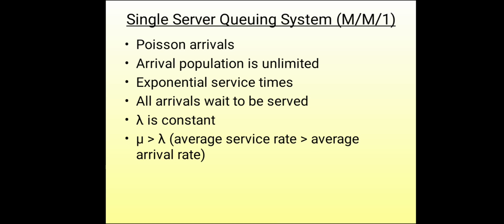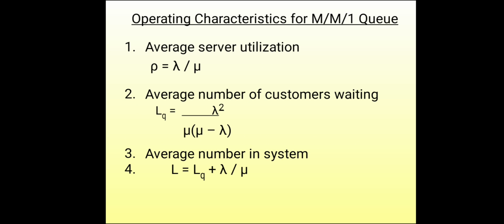The most common distribution found in queuing problems is Poisson's distribution. This is used in a single channel queuing problem for random arrival where the service time is exponentially distributed. Here, Poisson's arrival population is unlimited, and all arrivals wait to be served. Lambda is a constant, and mu is greater than lambda, so the average service rate is greater than the average arrival rate.